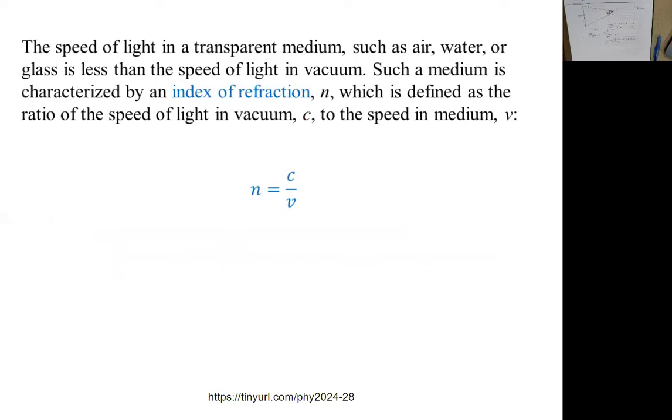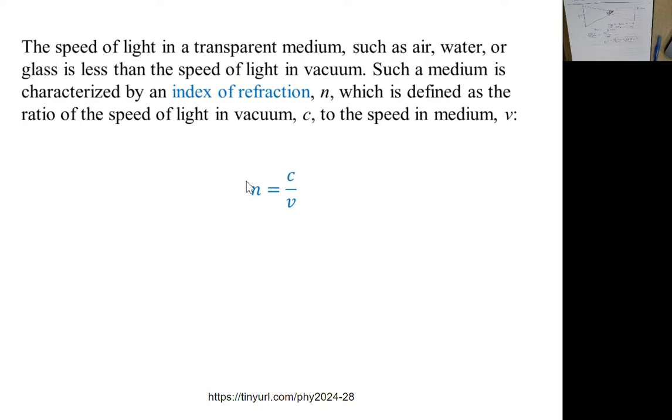Now, the speed of light will be different if it enters a medium. Okay, so the number we saw was the speed of light in vacuum. When the light enters a medium, the speed will be reduced by a factor called the index of refraction.